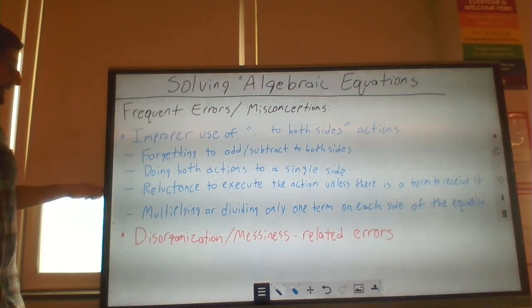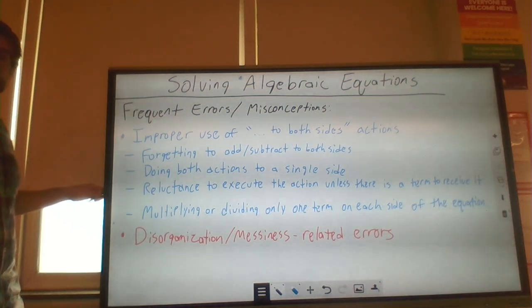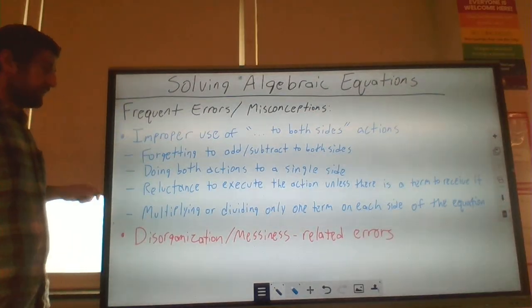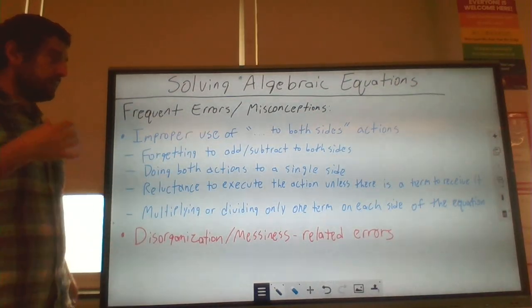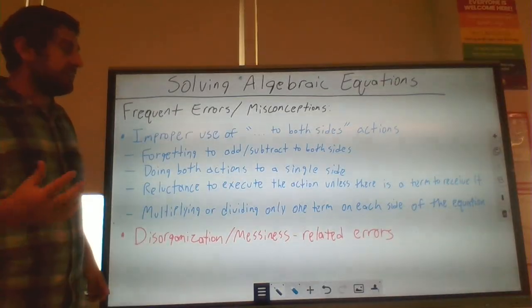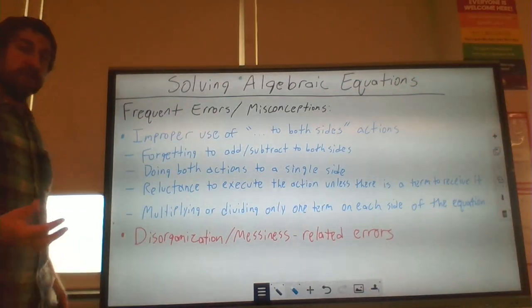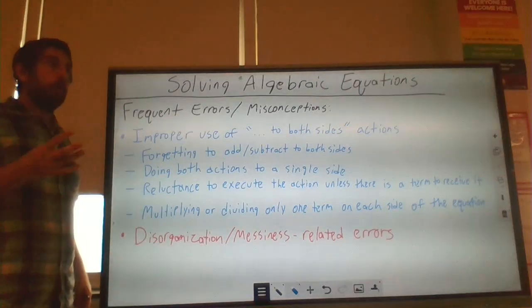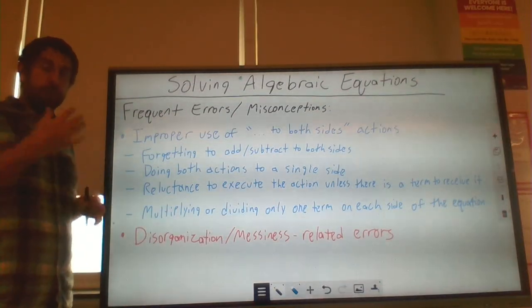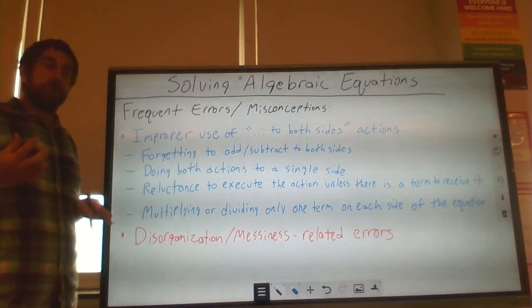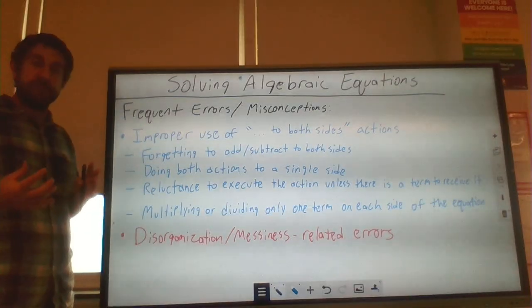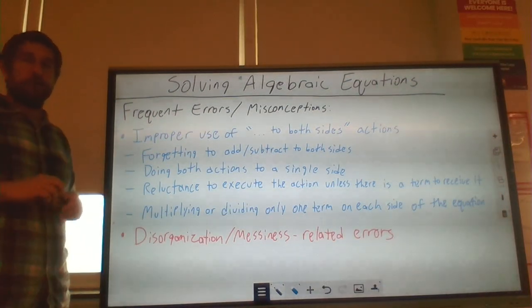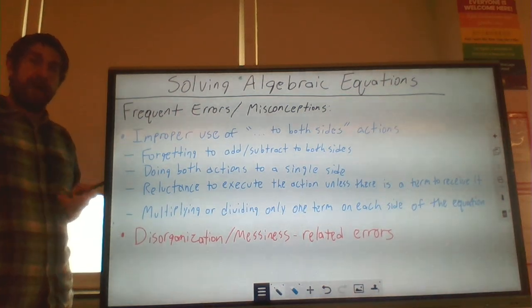And then in general, they just get frozen sometimes when they're encountering things that they aren't familiar with. So they have a reluctance to execute a manipulation action unless there is a term to receive it. This is particularly true with addition and subtraction. If the goal is to move one term from one side of the equation to the other, they can't accomplish it because they don't perceive it in that way if there's not a term on the other side already to add or subtract from.